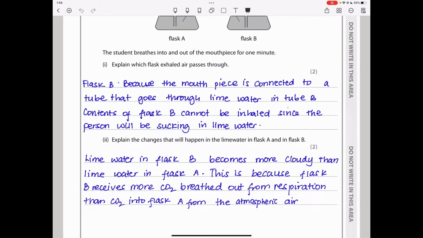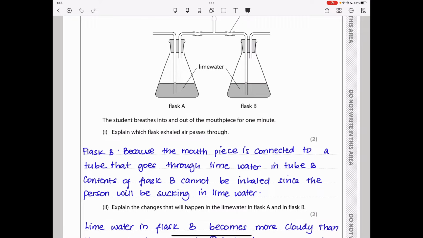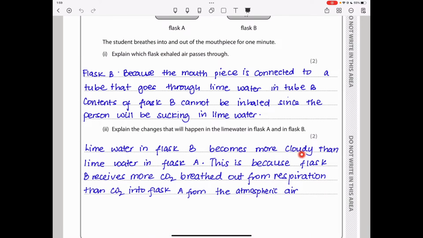The next part says, explain the changes that will happen in the lime water in flask A and flask B. It is easy. Lime water in flask B becomes more cloudy than lime water in flask A. The reason for that is exhaled air has more carbon dioxide concentration. So since this is the exhaled air, this is going to have more CO2 and therefore it's going to be more cloudy in comparison to the lower percentage of CO2 from the air. So again, here I say lime water in flask B becomes more cloudy than lime water in flask A. This is because flask B receives more CO2 breathed out from respiration than CO2 into flask A from the atmospheric air. I hope you guys understand this.